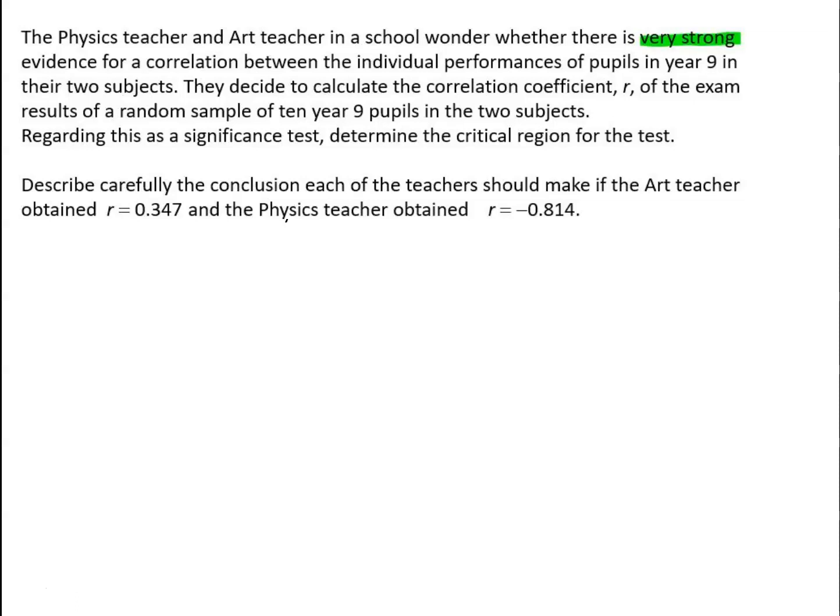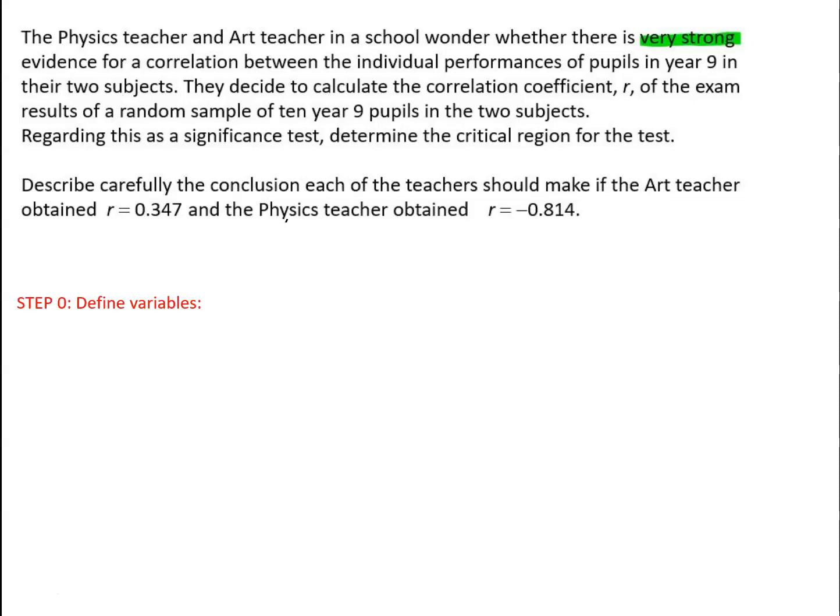So we've got to set up a significance test and determine the critical region for the test. And then we've got to describe carefully the conclusion each of the teachers would make if the art teacher obtained a value of r equals 0.347 from her sample, and the conclusion the physics teacher would take if she achieved a correlation coefficient of minus 0.814 from the sample that she took. So let's start by setting up the significance test.